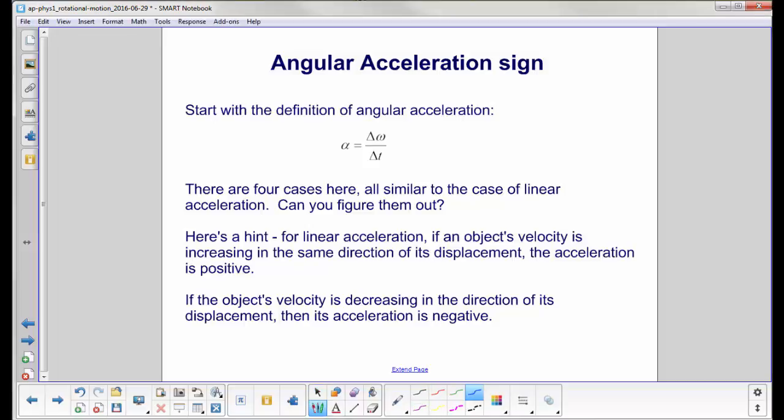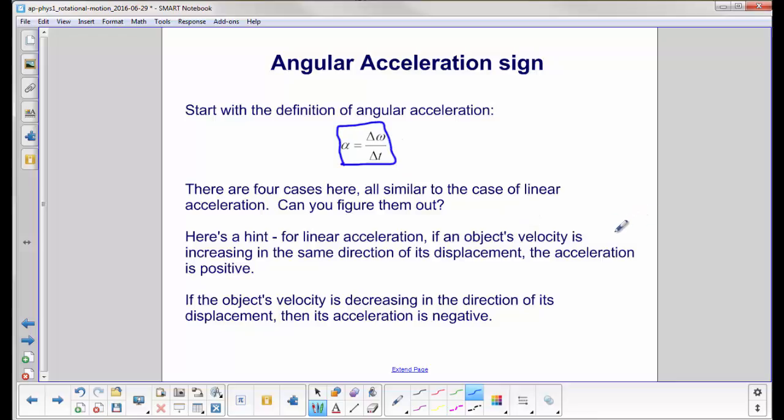Let's move up a level in our hierarchy of motion. We've done displacement, we've done velocity, now it's acceleration. We want to come up with some conventions for the sign of the angular acceleration. So here's our definition of angular acceleration, change in angular velocity per time.